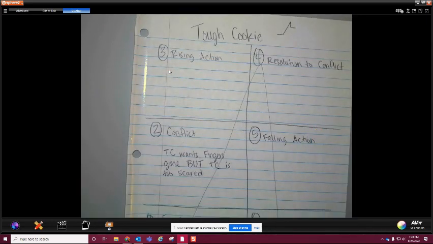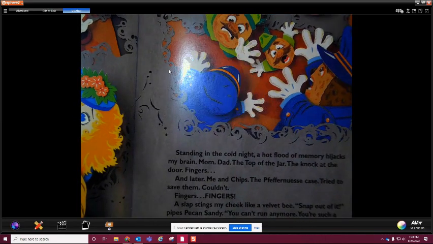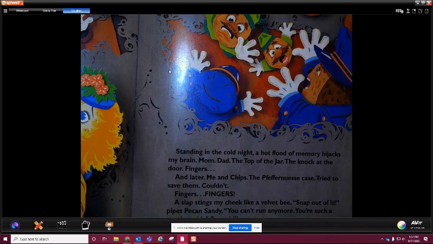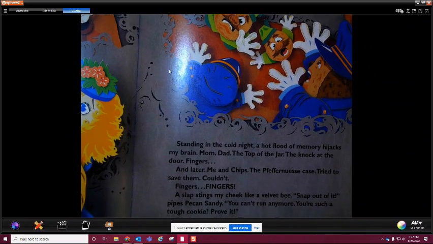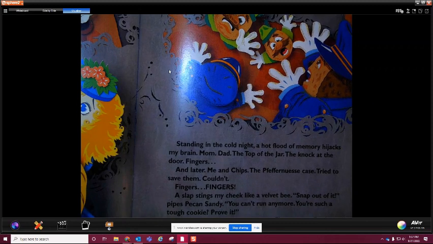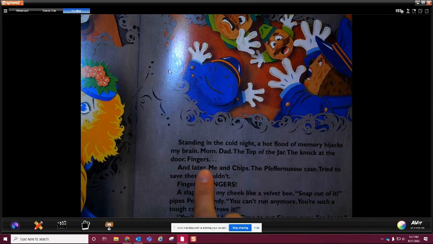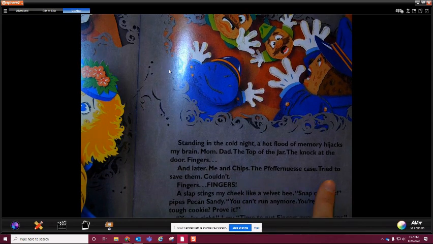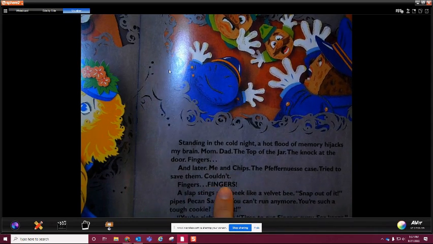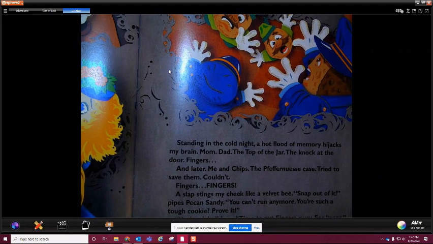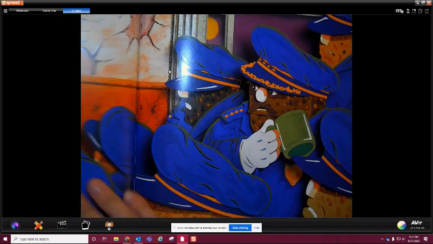Then we get to rising action. Rising action is the majority of the story. These are the things that happen for him to try to get Fingers gone. So something right here, this kind of goes back to that flashback. So you're going to write down 2 of these. And if you end up writing down 2 while I'm talking through it, great. If you wait until I write mine down, that's fine too. So he has this memory. So again, like this right here. So he has mom, dad, the top of the jar, the knock of the door, Fingers. And later me and Chips, the Farfigneuse case, tried to save them. Couldn't. Fingers. So looking at this, it really hones in on the fact that he does have that internal conflict and that he is too scared of Fingers. Okay, so that can be a rising action.